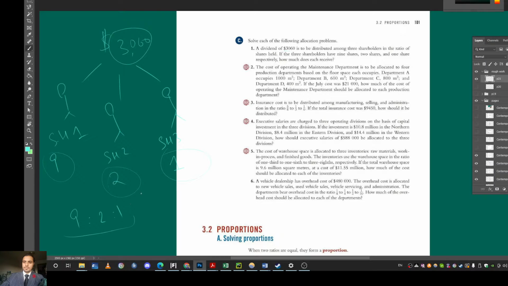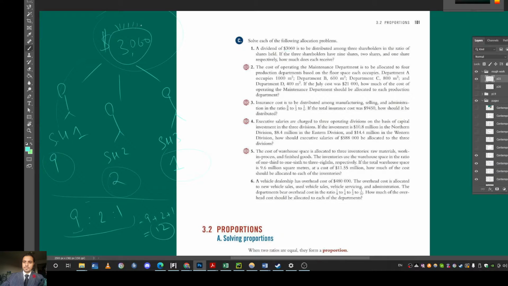So if we are to distribute this dividend among these people in this ratio, how much should we allocate to each of them? It's very simple. First we have to figure out the total parts. From the ratio, 9 plus 2 is 11, 11 plus 1 is 12. So there's 12.